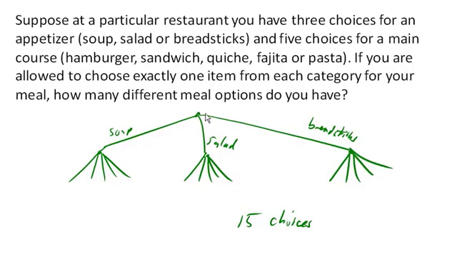Well, it's 3 choices for our first decision times the 5 choices for the second decision, because we have 3 of these little branchy tree things. So we end up multiplying those choices together. And that's exactly how this works. So let's look at another one.